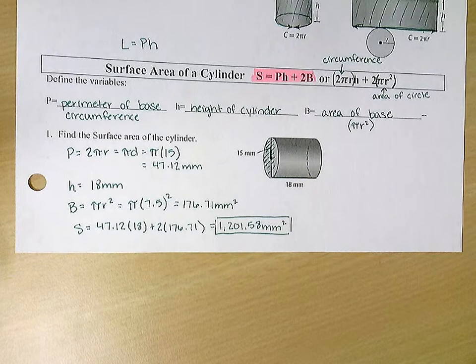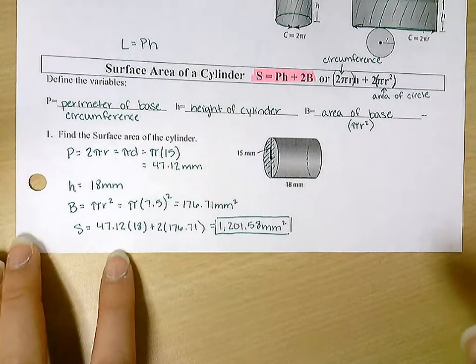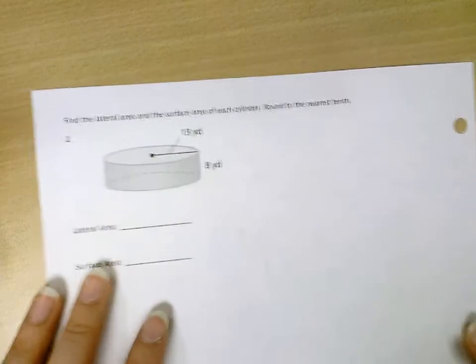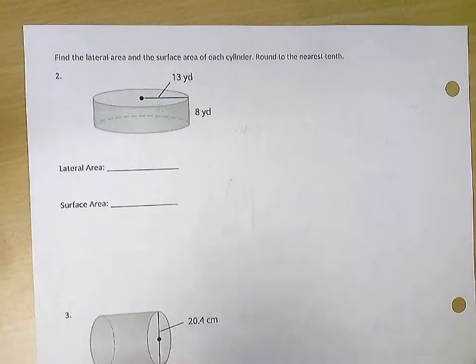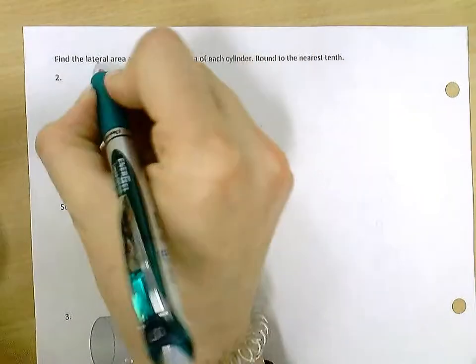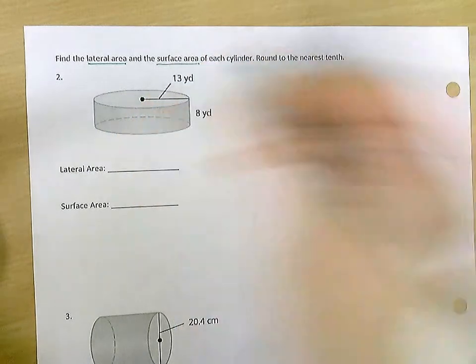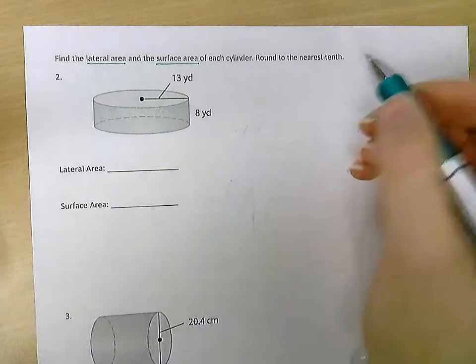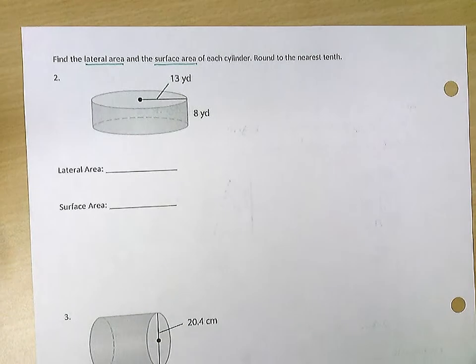Okay, questions on how I did number 1? All right, then next one. In these two problems, we want to find the lateral area and the surface area of each cylinder. So we still have to find P, H, and B. And we're going to round to the nearest tenth.